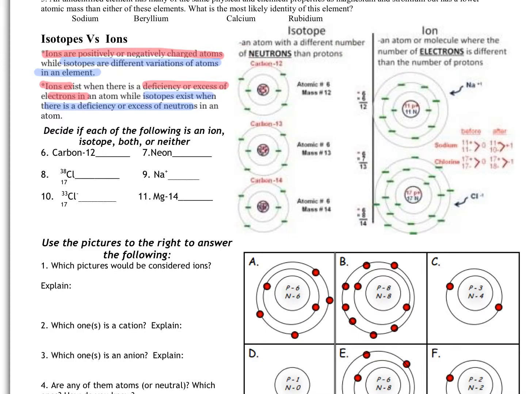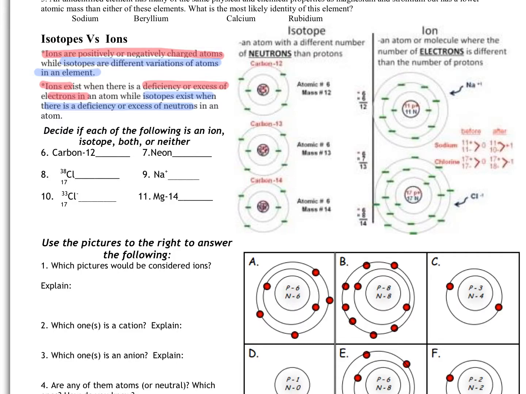Isotope: an atom with a different number of neutrons than protons. If you look at our picture, we take our mass and our atomic number. That's how we find our number of neutrons. That means we have 6 neutrons and 6 protons in carbon-12, 6 protons and 7 neutrons in carbon-13, 6 protons and 8 neutrons in carbon-14.